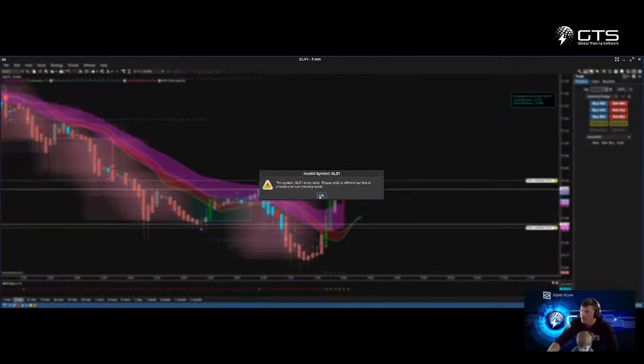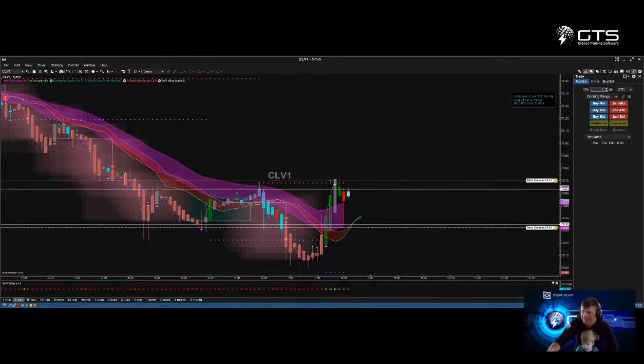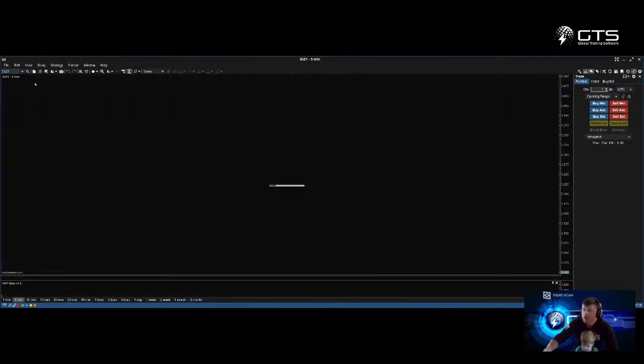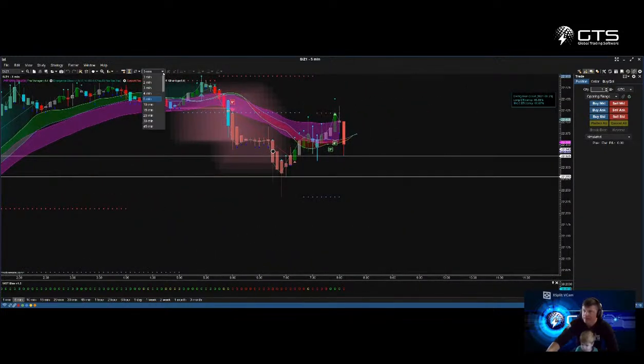What on earth is going on here? Oh, SI. This is getting annoying. All right, so SI for silver, SIZ1. Boom. All right, we got a sell signal over here, and this is on the 5 minute, right?